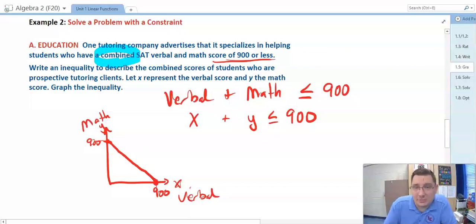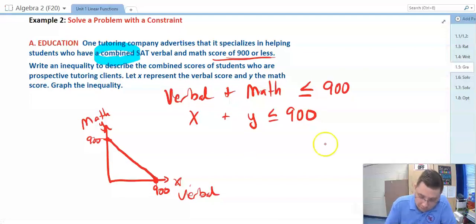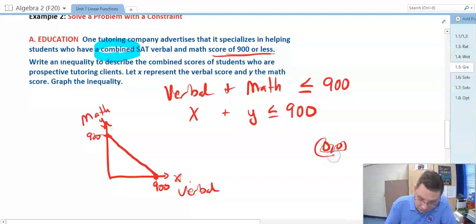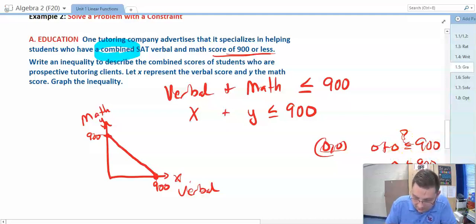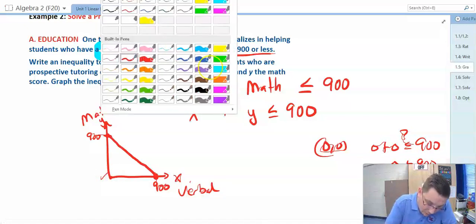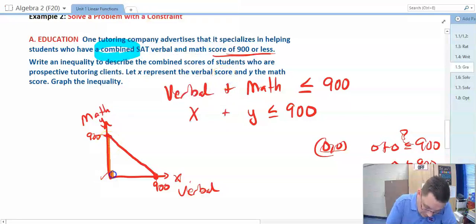Now let's talk about the shading. Will the ordered pair 0, 0 work here, right? So if I try 0, 0, that's the origin. 0 plus 0 is less than or equal to 900, and again I apologize for my pen. Well, 0 is definitely less than or equal to 900, so it checks. So this point here checks out, which means everything this side of our line will be shaded. And so any combination of verbal and math scores that would be in this orange shaded region would be a solution.